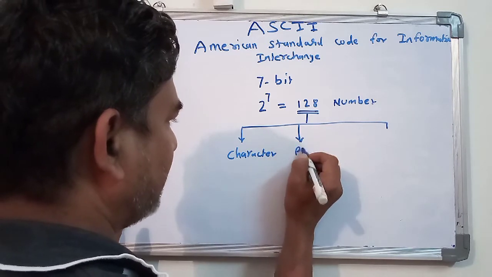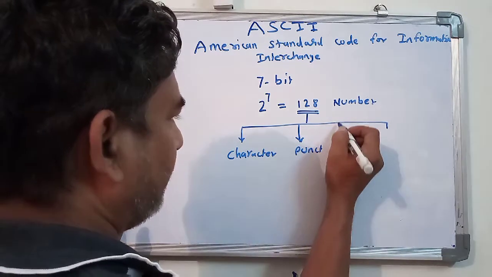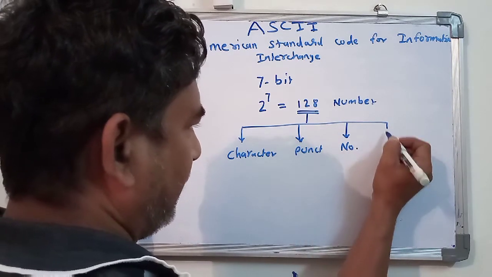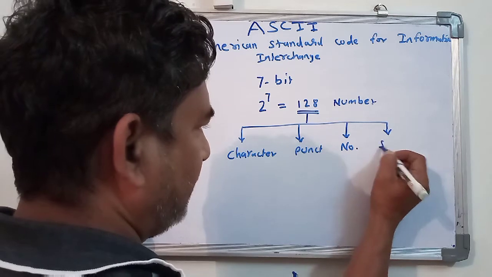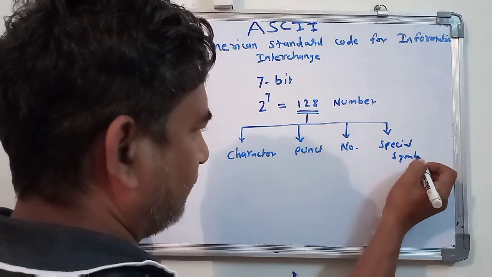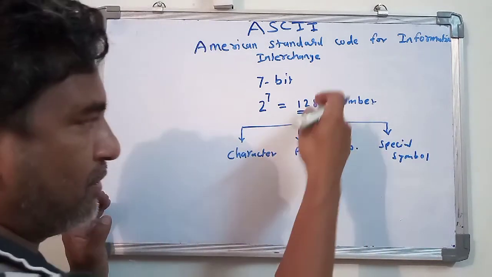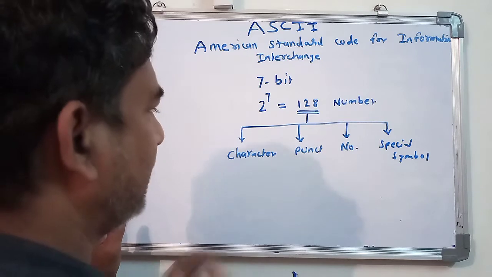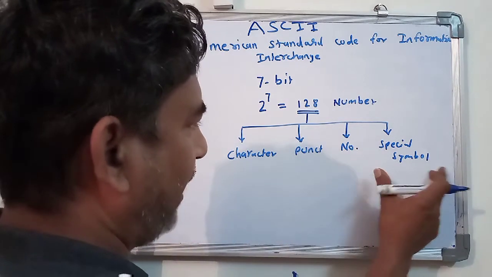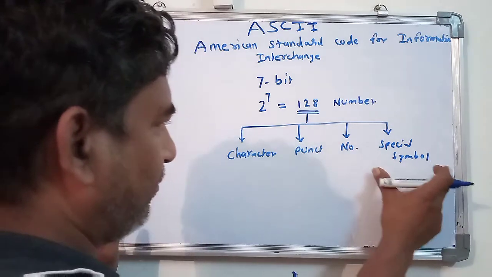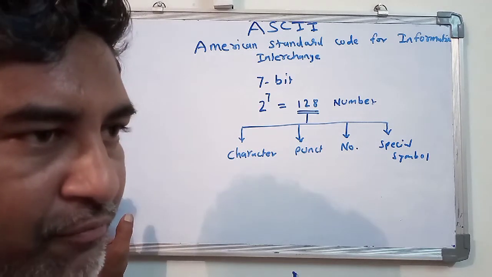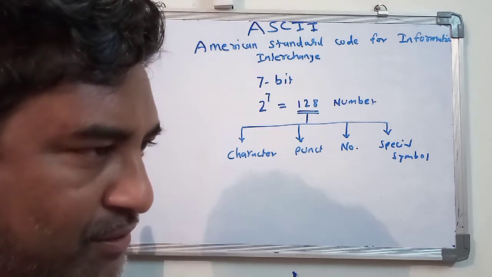the punctuations, the numbers, and special symbols. Okay, this 128 numbers includes the characters, punctuation, numbers, and the special symbols. By this whole combination you are getting the 128 numbers.